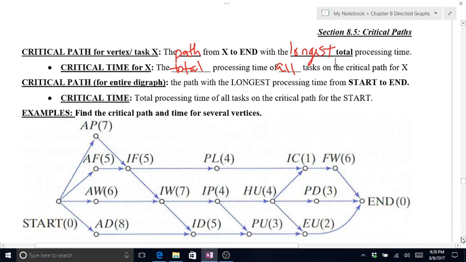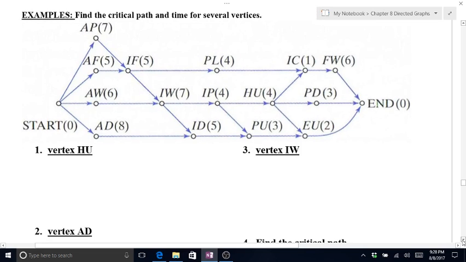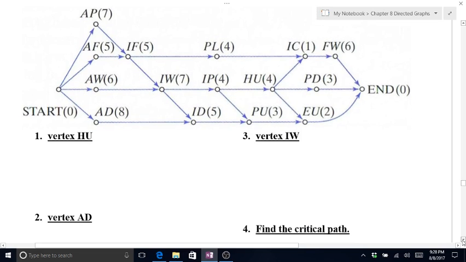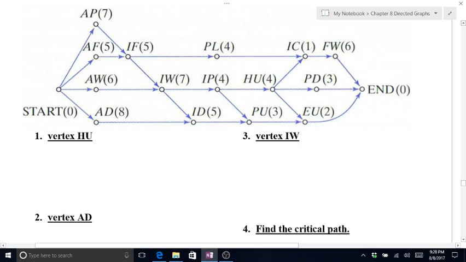As I scroll down. Okay, so here's the digraph. We want to find the critical path and time for these vertices. So, number one wants us to start at HU. So, it wants us to start here. What is the longest way for me to get from HU to the end? Well, let's break it down into how many different ways I can go.